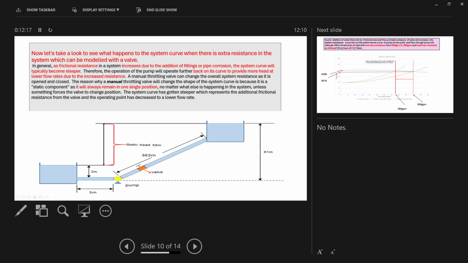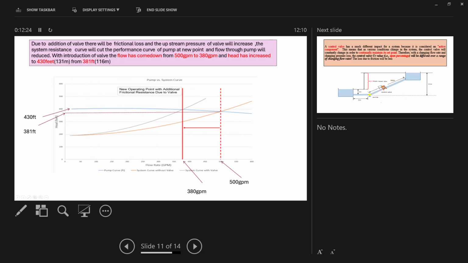And so the pressure is going to increase. Upstream of the valve, pressure will be high. Upstream of the pump, pressure will be high. And if you draw the system resistance curve, initially you see it is running earlier.